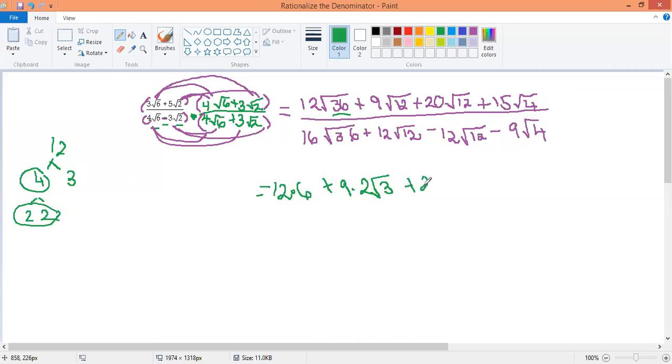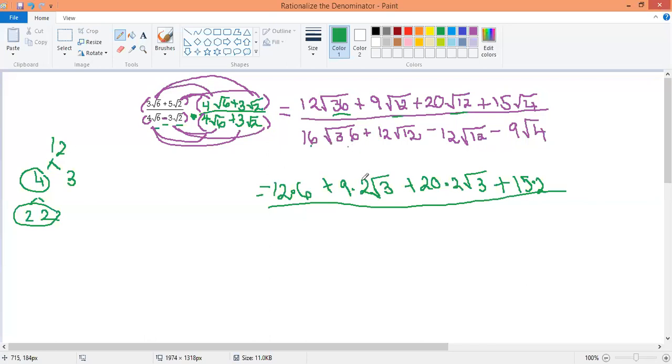Plus 20, and I'm also going to say 20 times 2. That's the square root of 3 as well. I know that because they both have the same square root of 12. Plus 15 times the square root of 4, which we already said was 2. So 15 times 2. So in our next step, you simplify all that, you multiply.